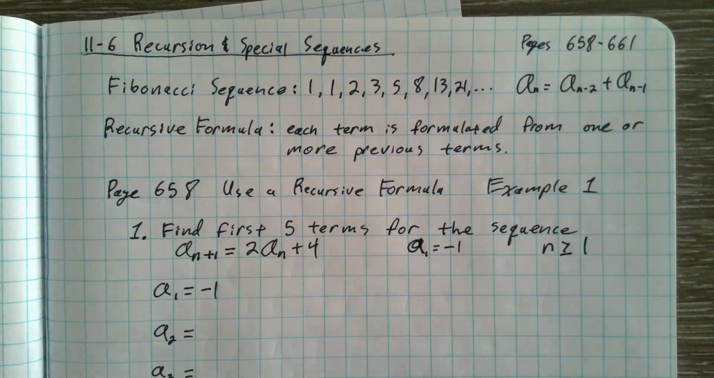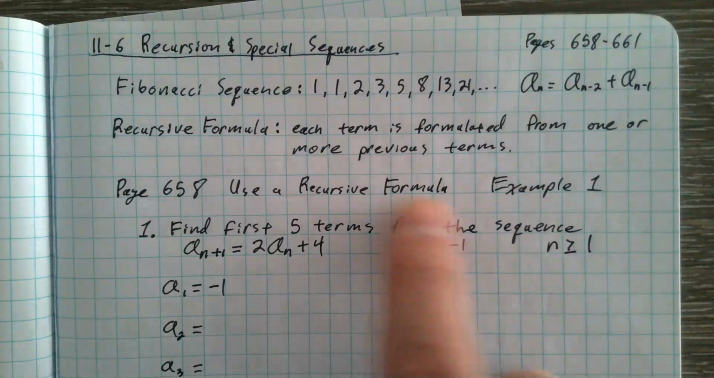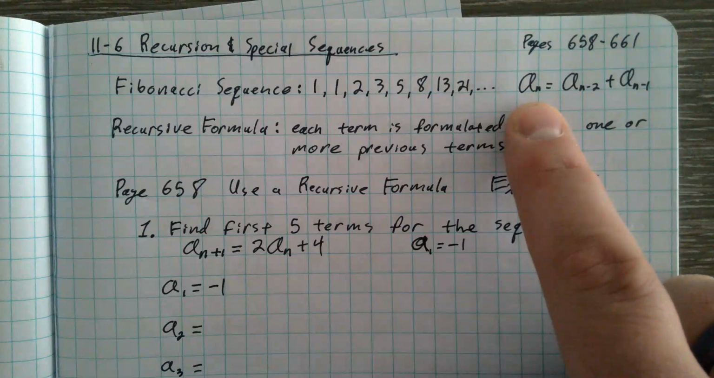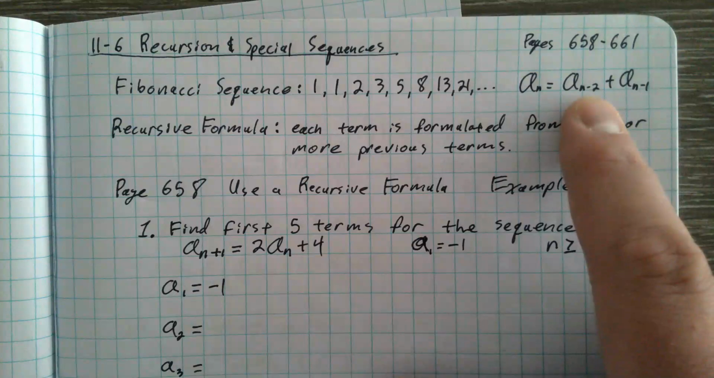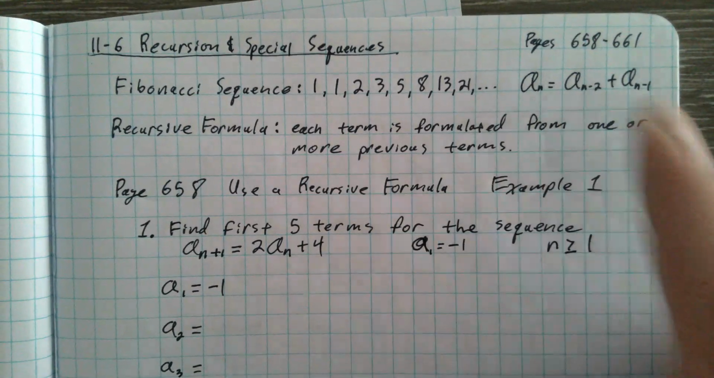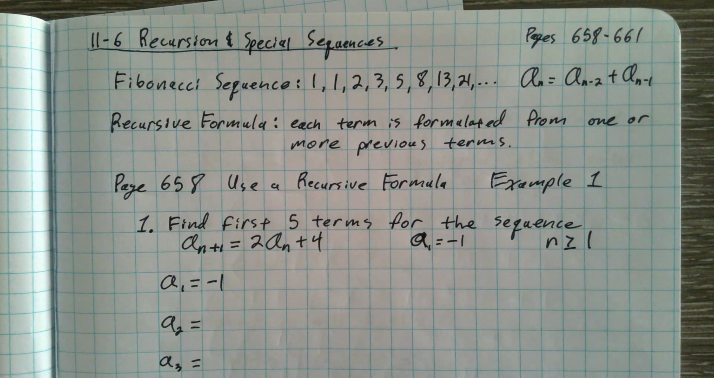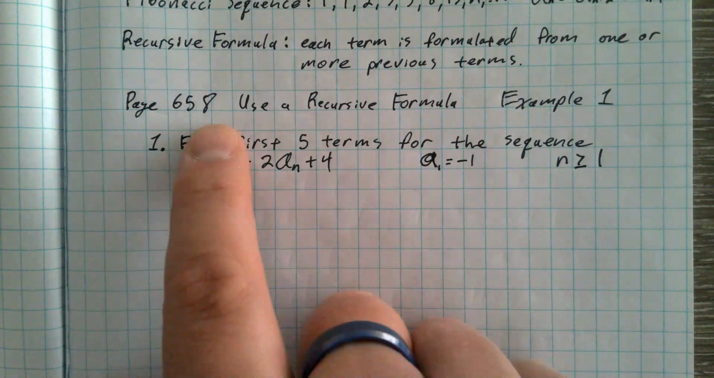Okay? So a recursive formula, each term is formulated from one or more previous terms. And we see the Fibonacci sequence here. Whatever your nth term is equal to a sub n minus 2 plus a sub n minus 1. That's one of our special Fibonacci sequences. You actually see it a lot in nature, so that's why we use it. So we're going to use a recursive formula.